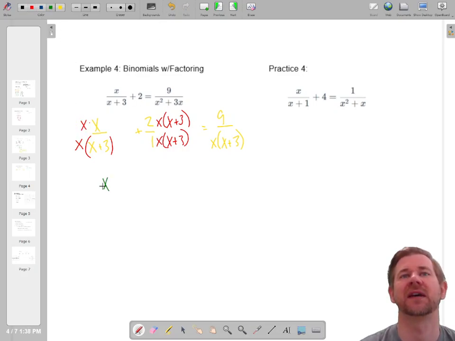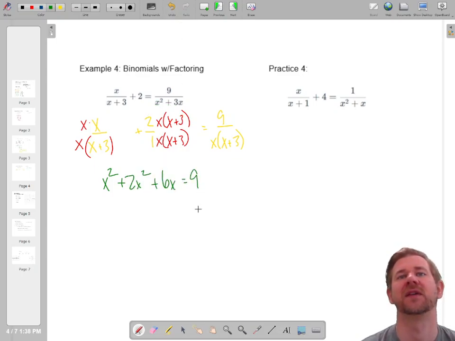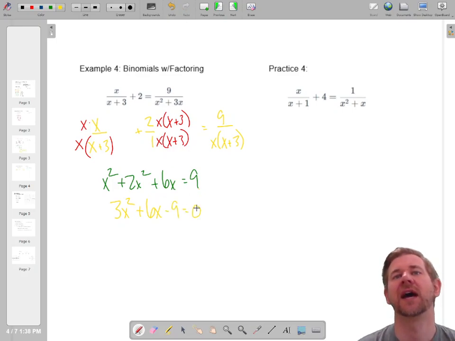X times x is x squared. 2x times x is 2x squared. 2x times 3 is 6x, and on the right side I have 9. So when I combine like terms, 3x squared plus 6x, I'm going to move this 9 over in one step, so I'm also subtracting 9. I know it needs to equal 0, so I'm going to just move that over right now.